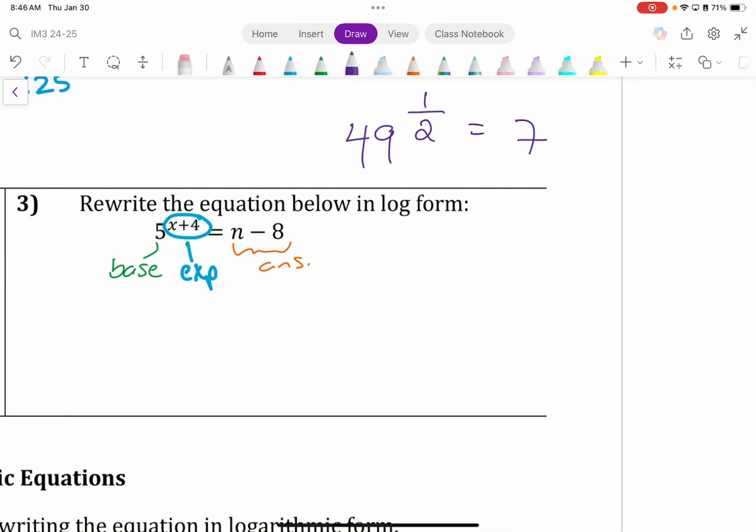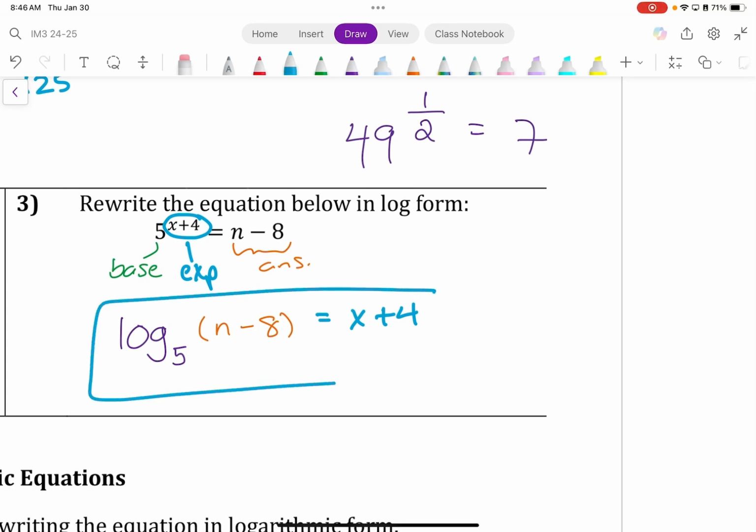Now, we start out by writing log first, regardless of what the base is. So we write the word log first. And then, of the three things we've identified, we want to pick the base. Log base, what's the base? 5, log base 5, so little number is 5. Log base 5 of your answer, log base 5 of n minus 8 equals the exponent. So we end up getting this statement here, log base 5 of n minus 8 equals x plus 4. Okay.